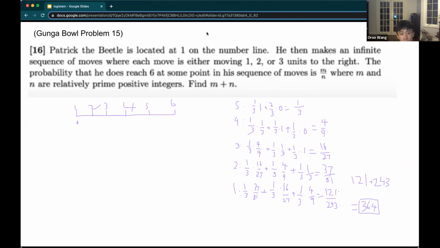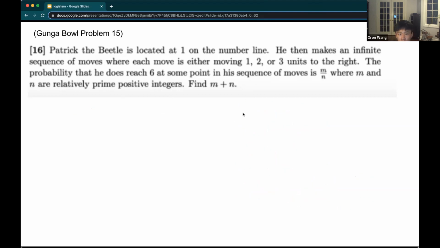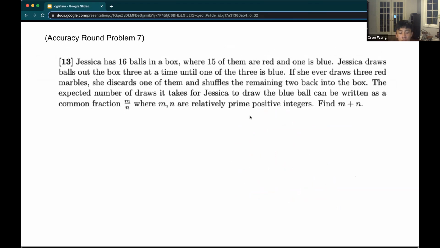Are there any questions? Okay, if not, I guess we can move on to the next question. This problem was accuracy around problem 7, and I'll give you a few minutes to think about it.